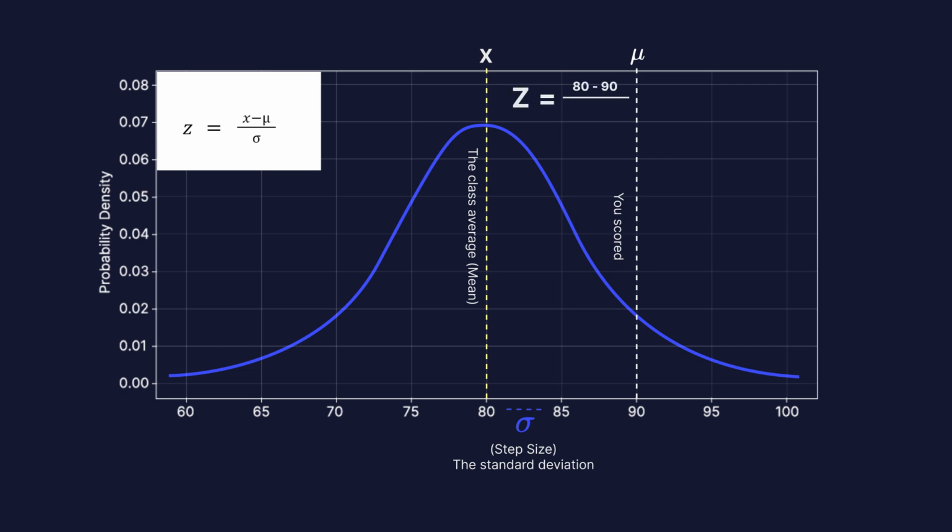First, find the gap: my score subtract the mean. Next, divide it by 5. So my z-score is 2. Now you understand the z-score, let's code.